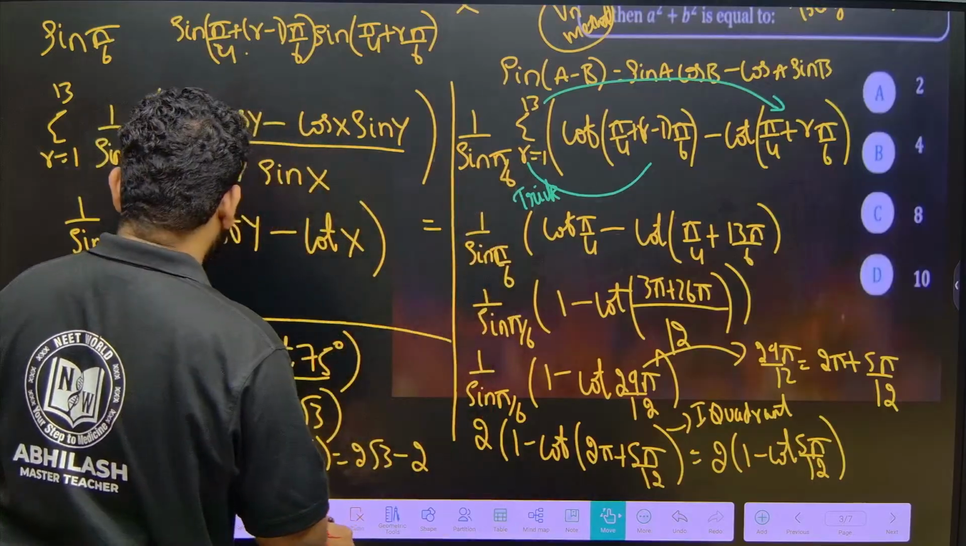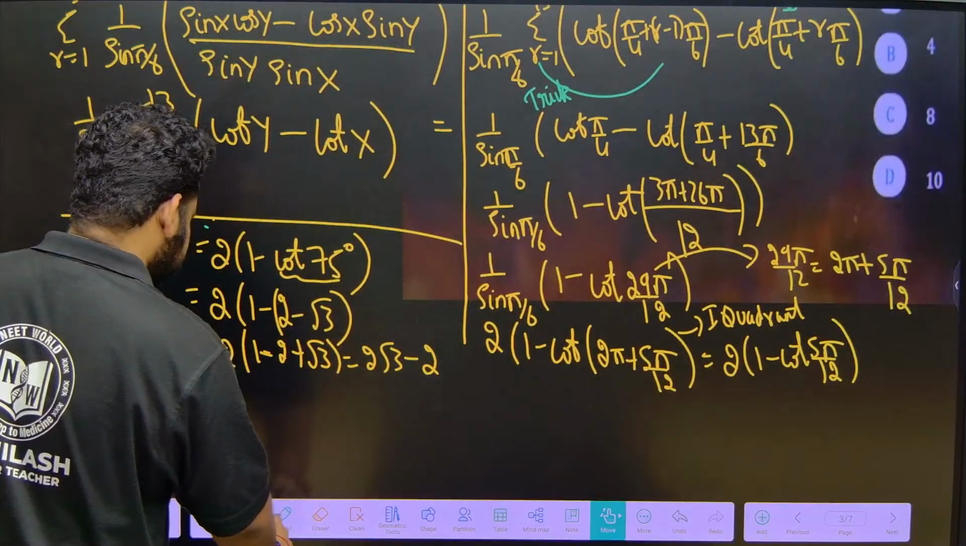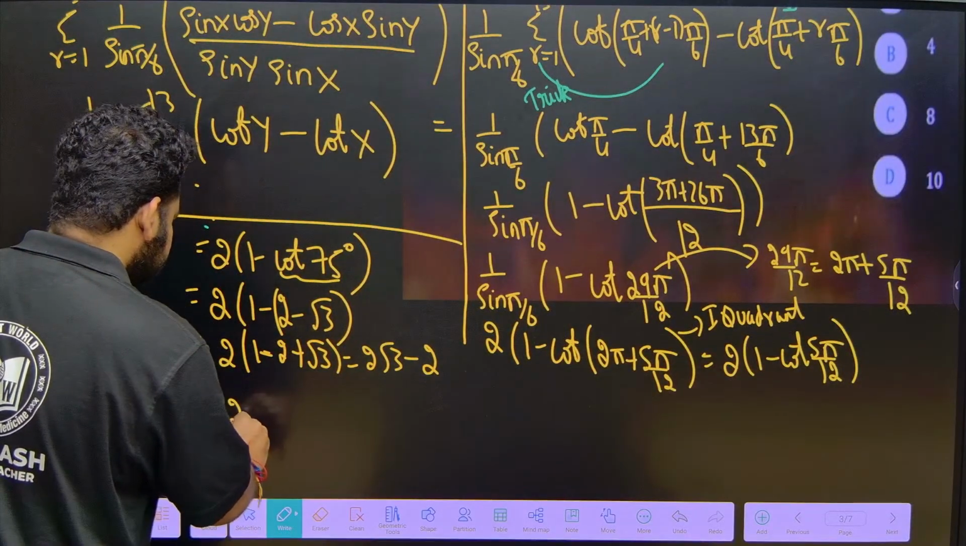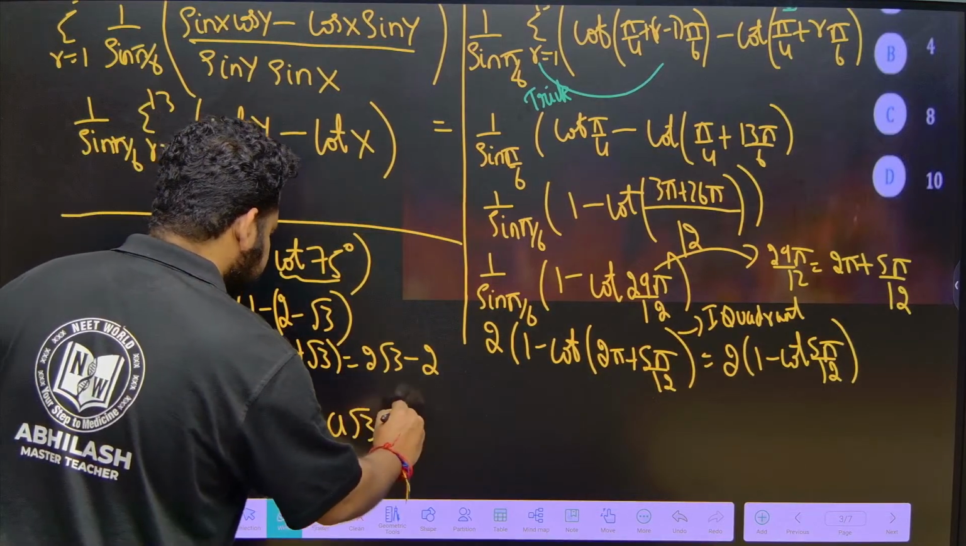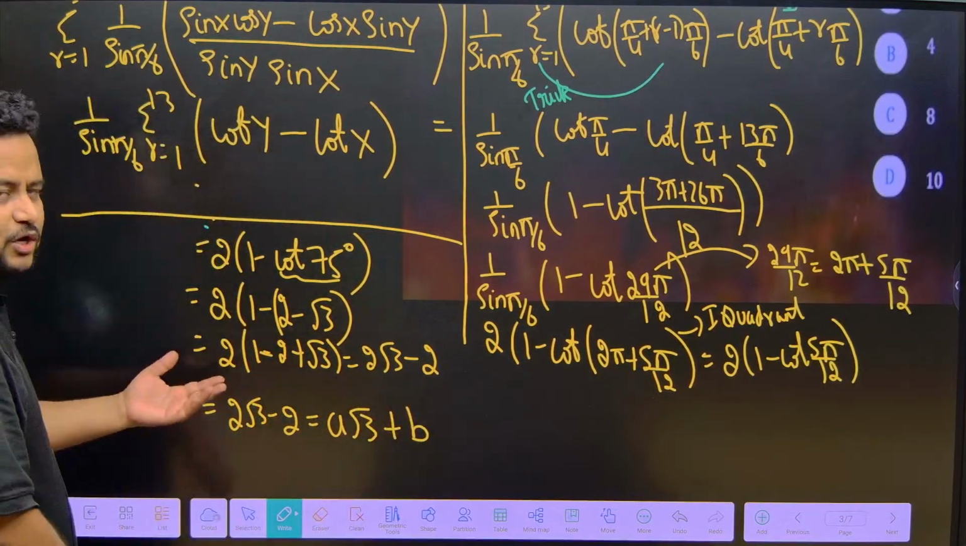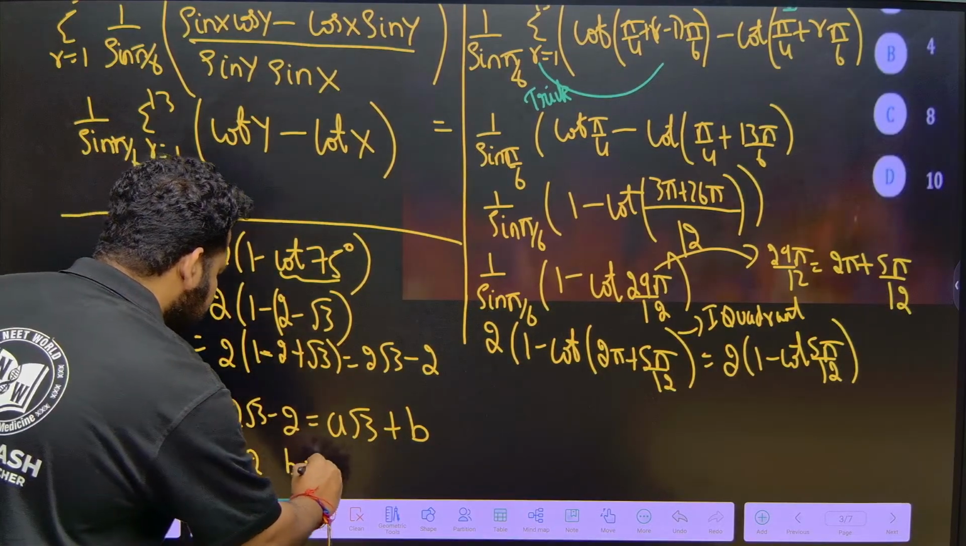What is given? The RHS they have given equal to a root 3 plus b. So this 2 root 3 minus 2 is equal to a root 3 plus b. That means a is equal to 2 and b is equal to minus 2.